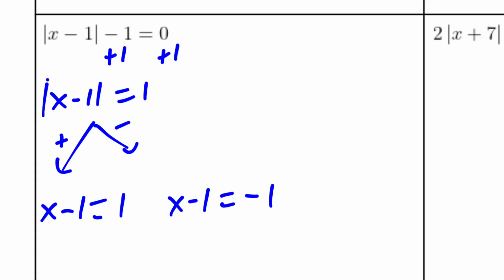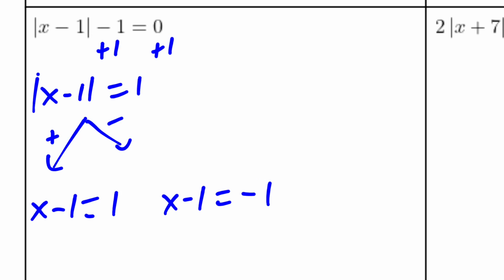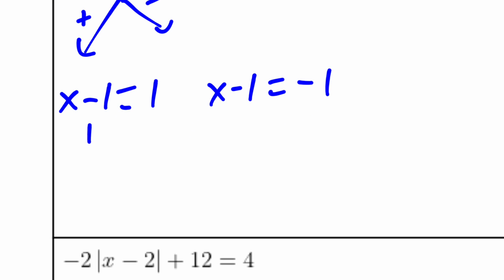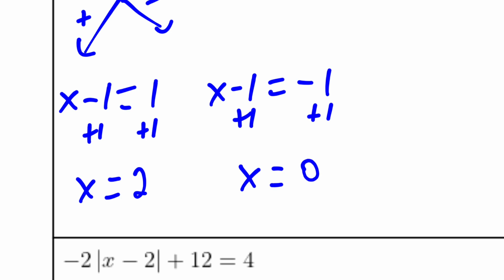And I have x minus 1 equals 1 on the left and equals negative 1 on the right. So all I have to do is add 1 to both sides for both equations. And we see that either x is 2 or x is 0. Both of these work. 2 equations, 2 answers.